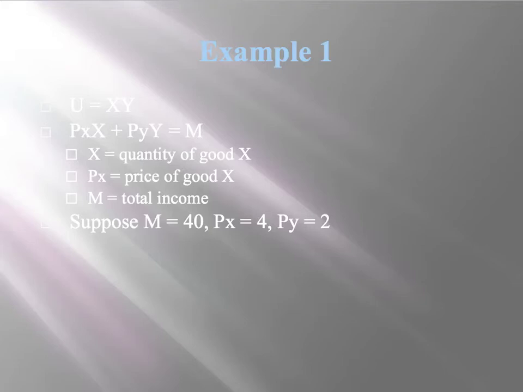This is the utility, the way that the consumer gets utility. In this case, the consumer gets utility from a multiplicative relationship between x and y. So utility, or u, is equal to x multiplied by y.